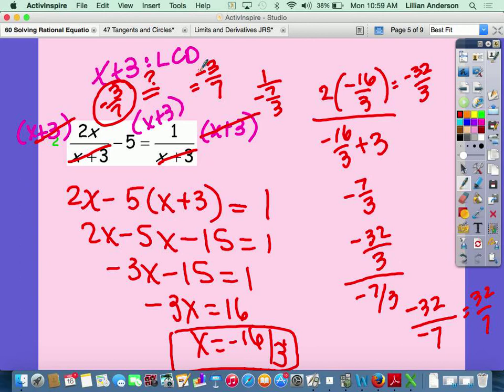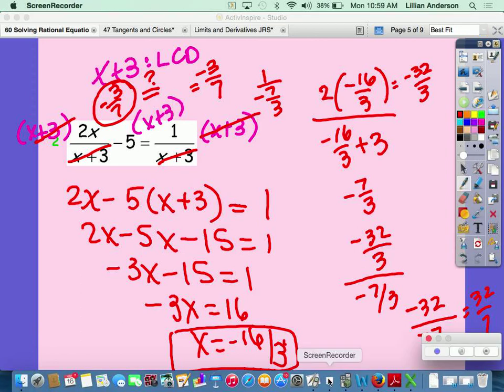So you just have to plug it back in. Just be careful. If you want to resort to typing the whole thing into your calculator, that's fine. Just be careful how you type it in.